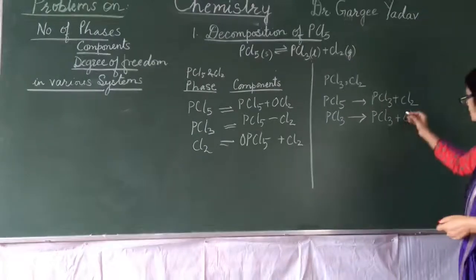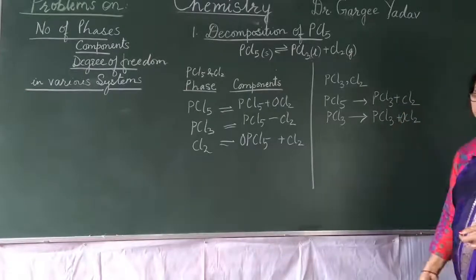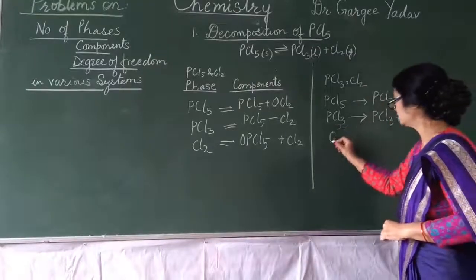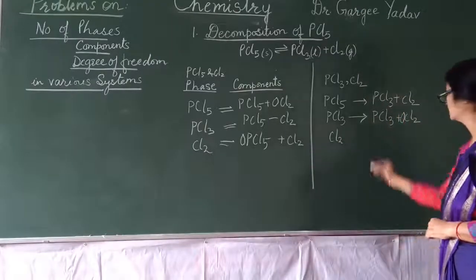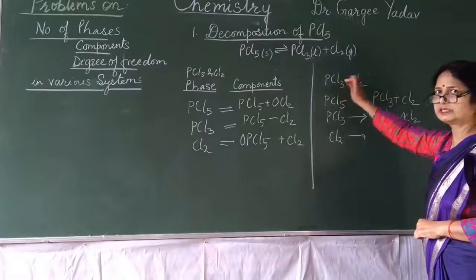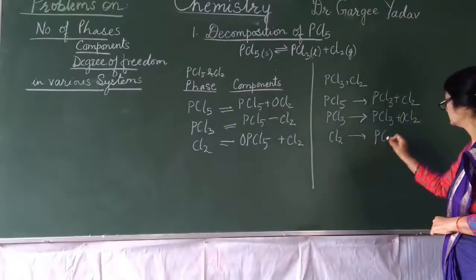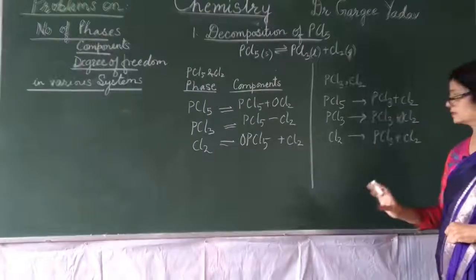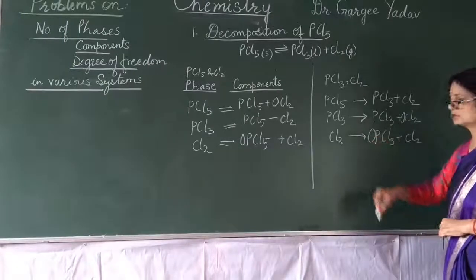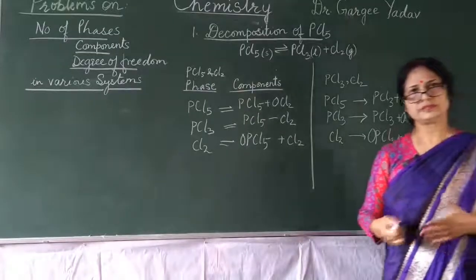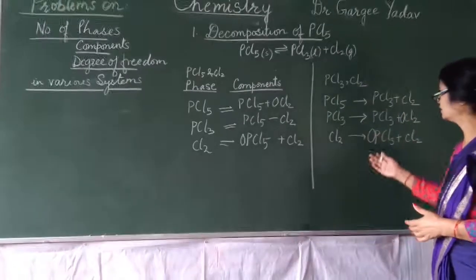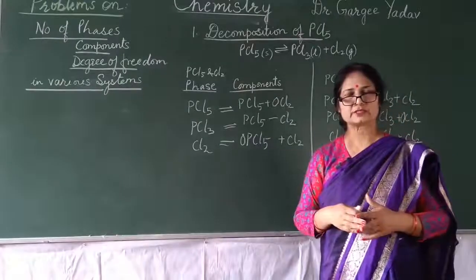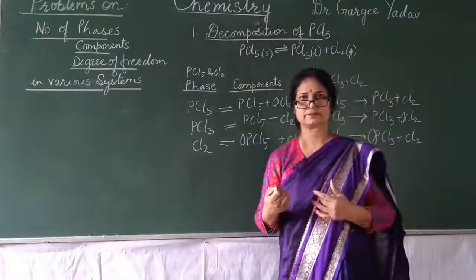We will place a 0 coefficient over here, and in this way PCl3 can be easily represented. Now let's take our third phase, Cl2, and the two components PCl3 and Cl. PCl3 plus Cl. Here we will place this coefficient 0 before PCl. And so we can see that with the help of these two chemical entities, we have been able to express all the phases of this system.